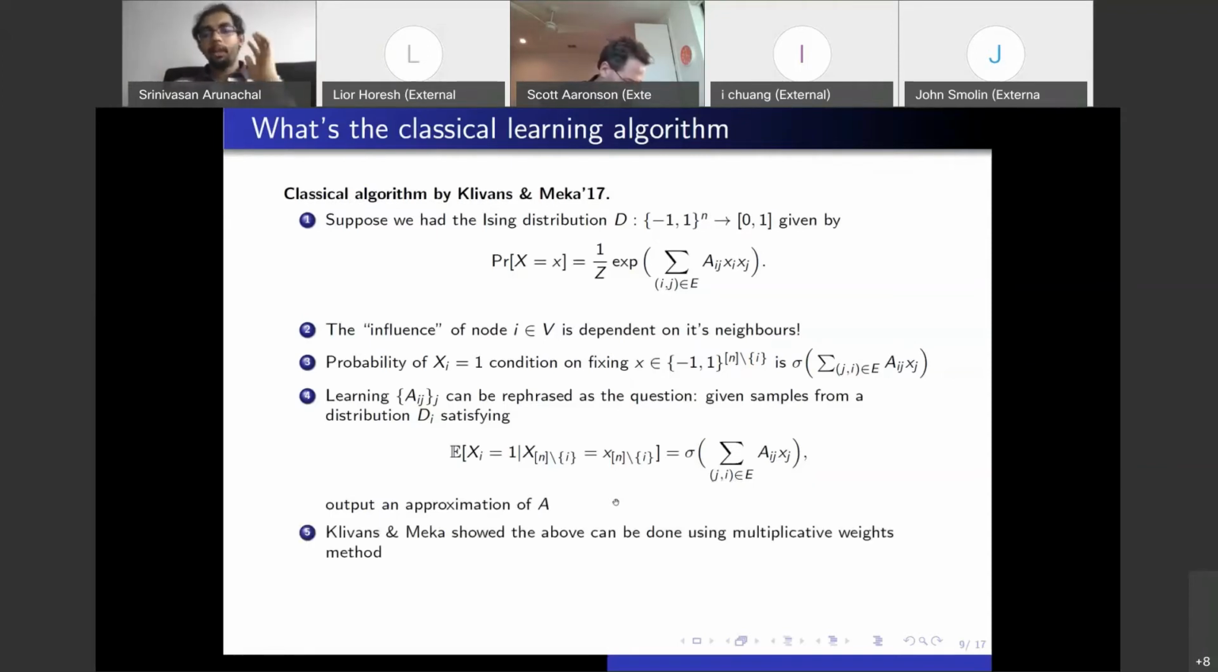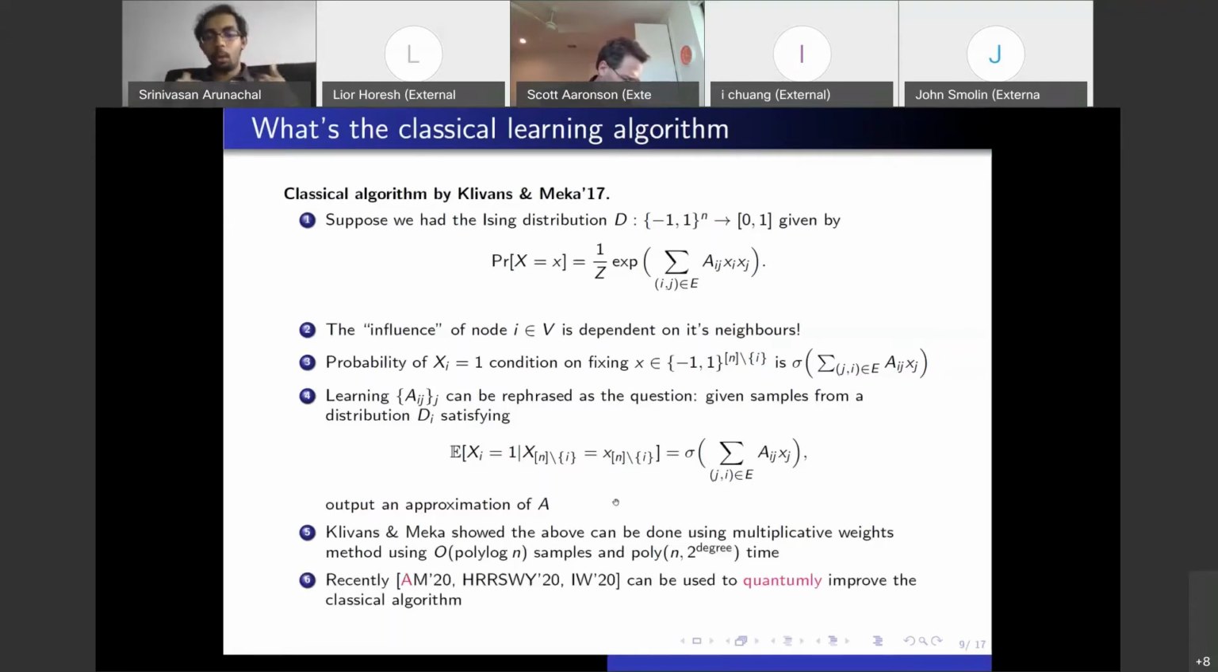And Srinivasan and Mecca showed that you can use the multiplicative weights method, and they said for every i, you can learn all its neighboring edge weights. By some more ideas, they showed that you can learn all the edge weights of this Ising model using polylog in n number of samples and in time that depends on n and 2 to the degree of the graph. So for bounded degree graphs, say degree log n, everything is polynomial time and the sample complexity is polylog in n. And there have been some works that have shown that you can quantumly improve this classical learning algorithm by some polynomial factors. But these works don't consider the question, what happens when you have a quantum Ising model in the first place?